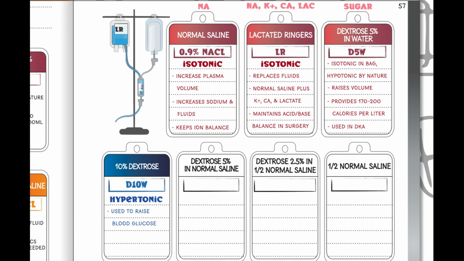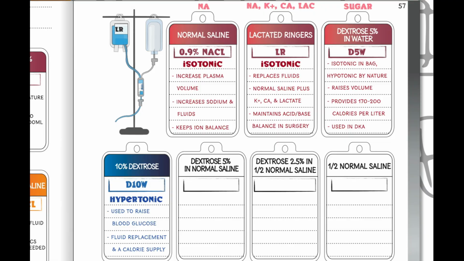Additionally, this is going to help us raise our blood glucose. So this can be given in our severe hypoglycemia as well. And each of these bags is going to give us an additional 340 calories in this liter bag. So again, if someone's malnourished and has low blood sugar, this is going to be a great calorie helper that we're adding in as well.